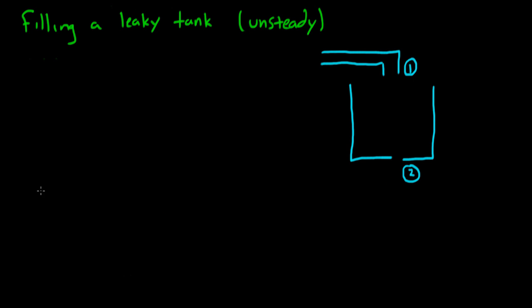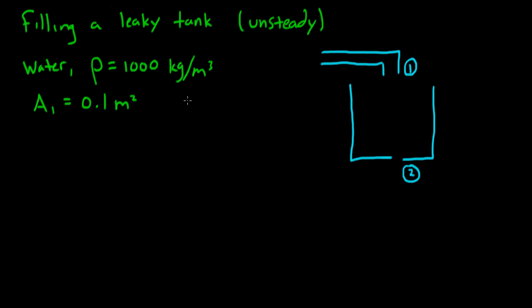We label the flow station from the faucet into the tank as Station 1 and the small leak hole in the tank as Station 2. Now let's collect what we know from the problem statement. We are told that the fluid is water with a constant density of 1,000 kilograms per meter cubed.